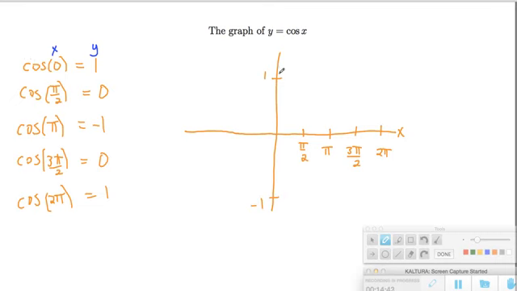So cosine of 0 has a y value of 1. There's the point. Cosine of pi over 2 has a y value of 0, right there. Cosine of pi has a y value of -1. Cosine of 3 pi over 2 has a y value of 0, and cosine of 2 pi sends you right back up to 1. So cosine of x actually looks like this.